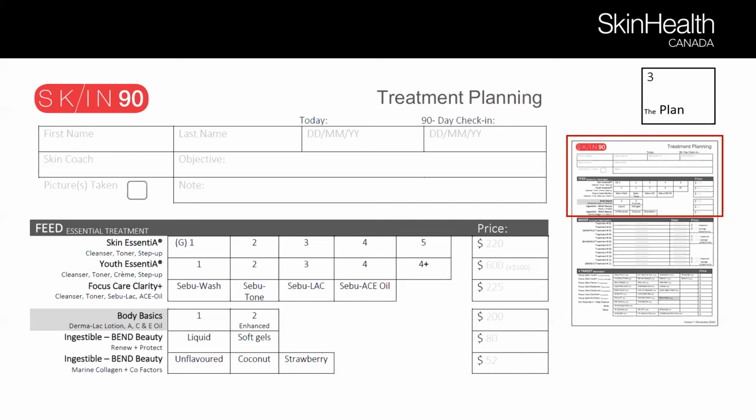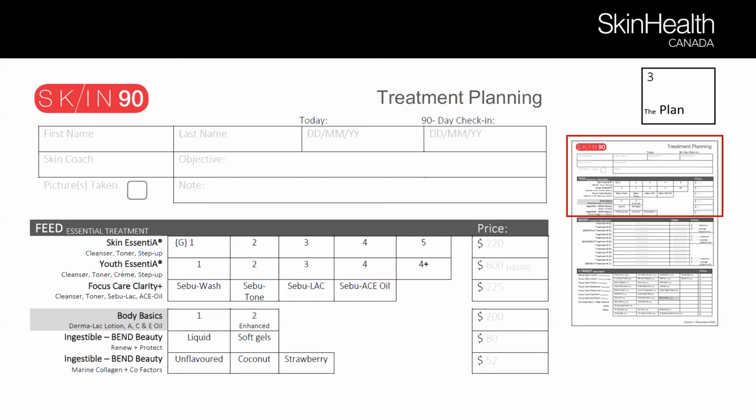And then we're going to say that within 90 days, we're going to evaluate the potential to move to level 2. But we're going to start with level 1. So you would put an X in the level 1 Skin Essentia box or the Youth Essentia box. Focus Care Clarity has to do with acne, or problematic skin, so we're not going to deal with that. If the skin dryness is on their body as well, and skin hydration, which often is going to be the case, we're going to recommend similarly that they look at treating their body.